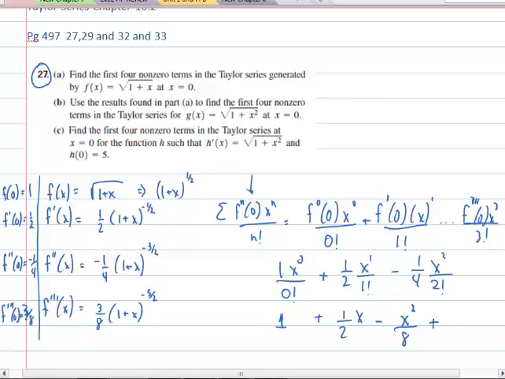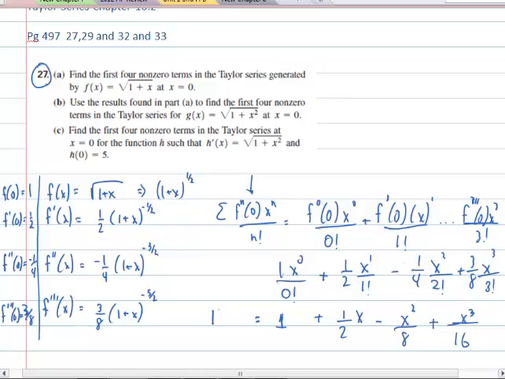And my last term will be 3/8, x cubed over 3 factorial, which will end up being x cubed over 16. So that's how we find our first polynomial.